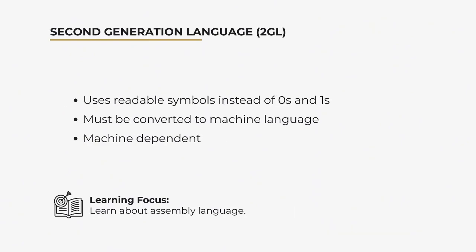Second generation language, 2GL. Second generation language is assembly language. It uses symbols instead of only zeros and ones. This makes it easier for humans to read, but the computer still cannot understand it directly. It must be converted to machine language.